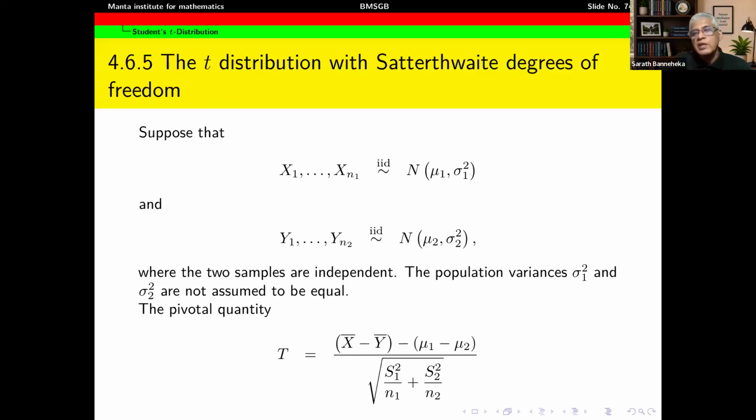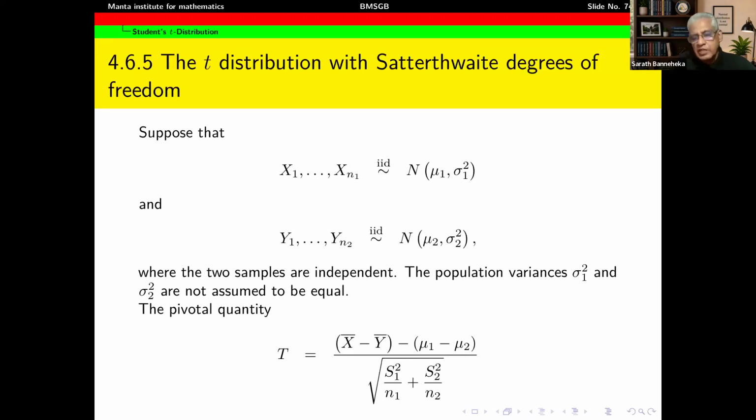And that will be useful again when you are constructing confidence intervals or testing hypotheses regarding the difference between the means of two normal distributions, where we don't have to assume that the variances are equal. So this situation will be more practically useful than the previous situation because, in reality, we don't know anything about the population variances, right? So therefore, we may not be able to assume that they are equal.